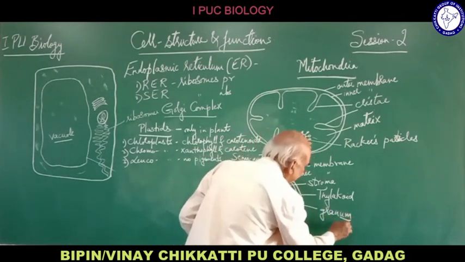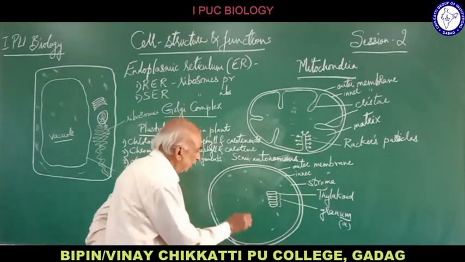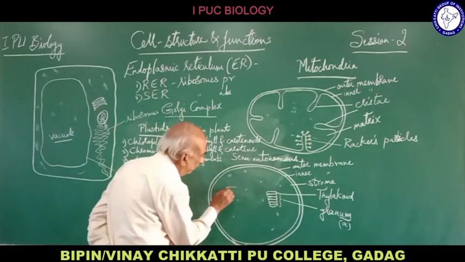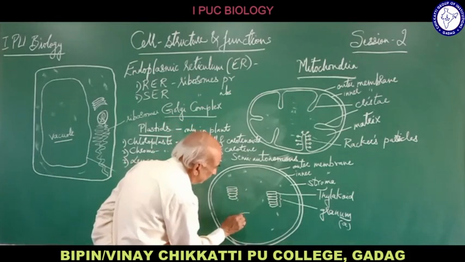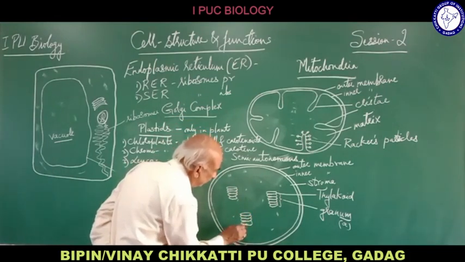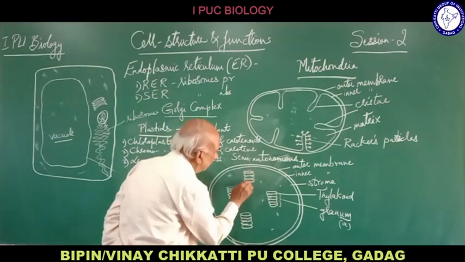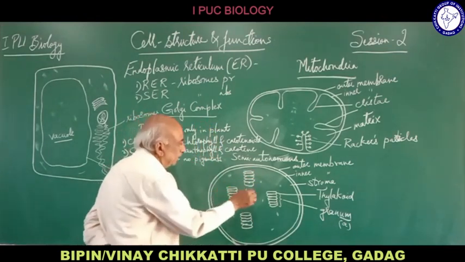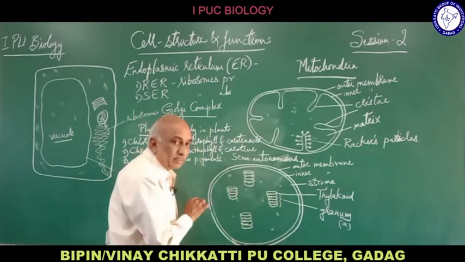The plural is grana. So this is one granum. Like that there are many grana distributed in the stroma. Suppose this is another granum, this is another granum, and this is another granum which is present in the stroma. Now this is one granum. These are the thylakoids which are arranged in the granum.